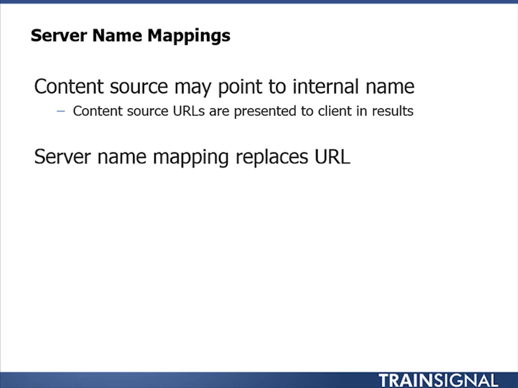When you're setting up your crawl locations, you typically want to use the internal names, but your users aren't going to be able to resolve those names. That's where server name mappings come into play. Basically, you're just going to tell the SharePoint search service, hey, if you see this URL, if that's what you crawled, this is really the one that you want to display out to the outside world. And setting this up is just this straightforward.